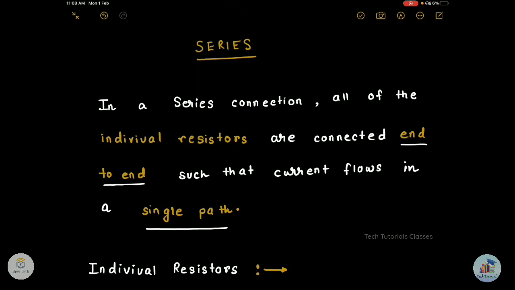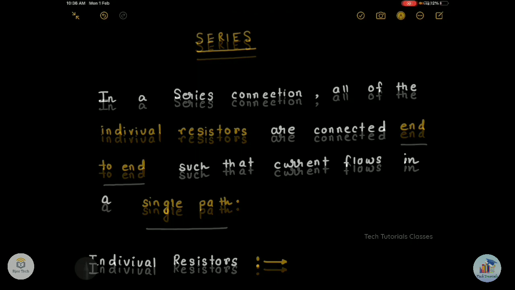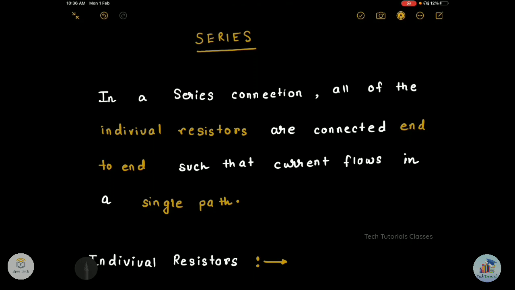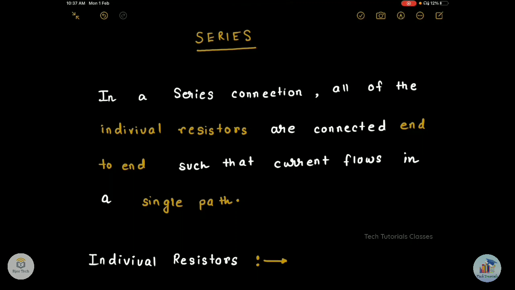So, today we'll be starting series connection from the chapter Current Electricity. Hope you will like this lecture. So what happens in a series connection is that all of the individual resistors are connected end to end. Okay, so all of the resistors must be connected end to end. That means one end of one resistor would be connected to the other end of the other resistor, such that the current flows in a single path. Okay, so current will be flowing in a single path.